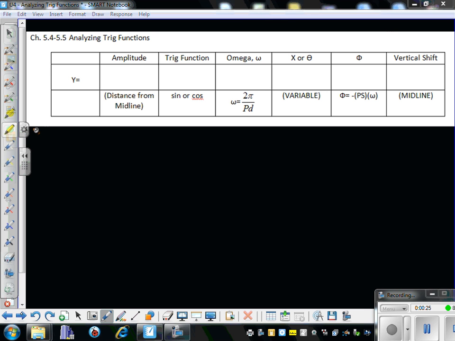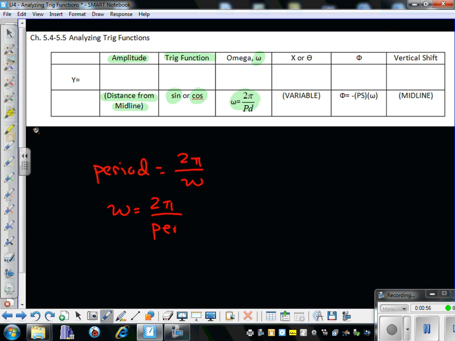Now, going through the chart, we have our amplitude. Remember, we're going to have a trig function. We're only going to be talking right now about making sine or cosine functions. We have our omega. Now, when we found omega before, we were always talking about our period equals 2 pi over omega. Now, this time we need to put omega into our equation, so we're going to solve this equation for omega, which would give us omega equals 2 pi over the period. And the period here is just abbreviated as PD.